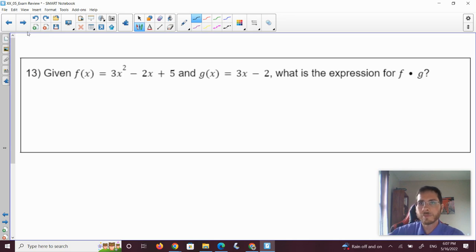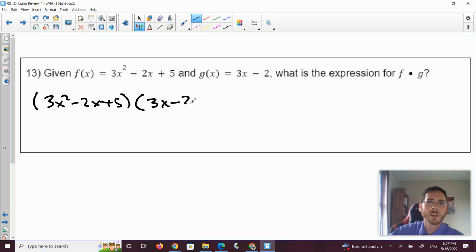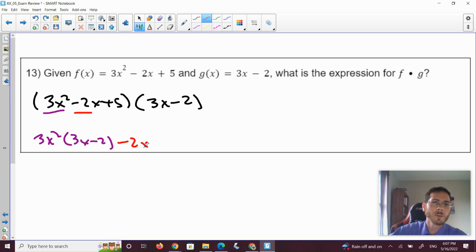For 13, we have to find f times g. So now we're doing our function operations. So we've got 3x squared minus 2x plus 5 times g of x, 3x minus 2. So what we need to do is we need to distribute. So I'm going to take each piece and I'm going to distribute. So 3x squared times 3x minus 2, minus 2x times 3x minus 2, 5 times 3x minus 2.